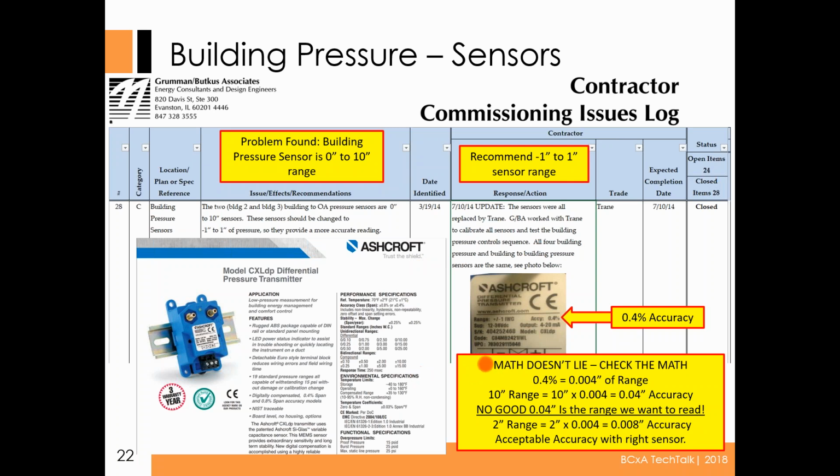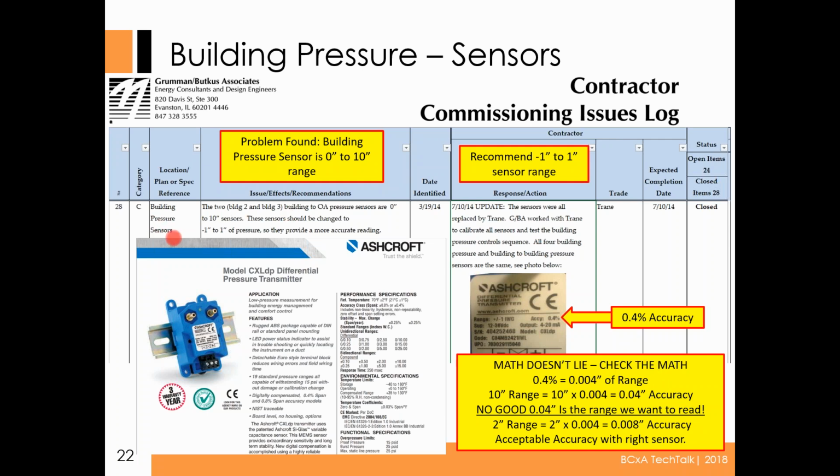Because this sensor that we originally had has a 0.4% accuracy of the range. If our range is 10 inches, that's 0.004. Okay, so if you look at that range, 0.4% of that, or 0.004, is going to give you a 0.04 accuracy of that sensor. Now 0.04, we're looking for 0.05 for our building. So if you think about what we want our building to be, this is not at all going to work.